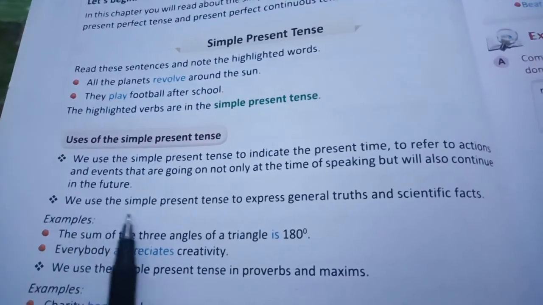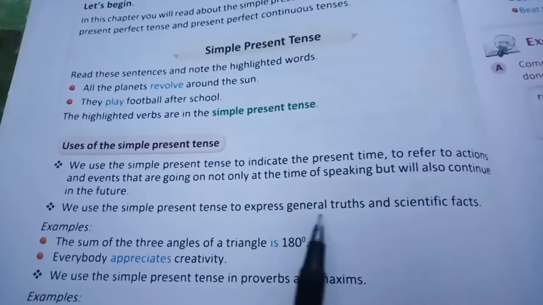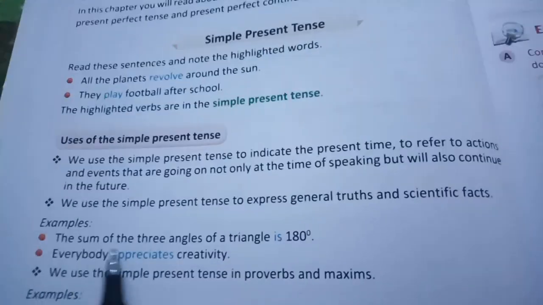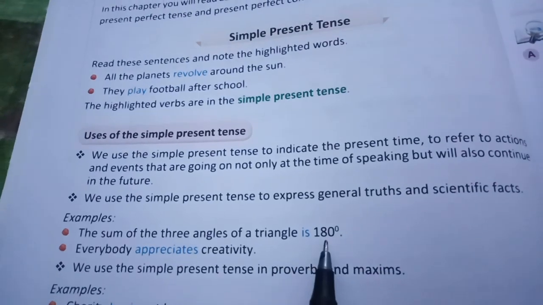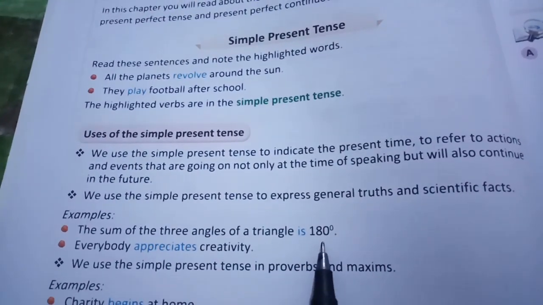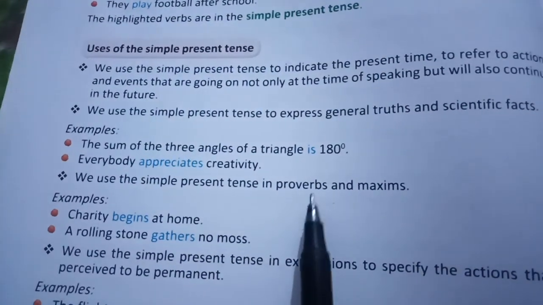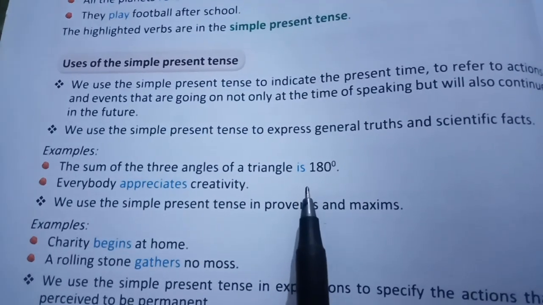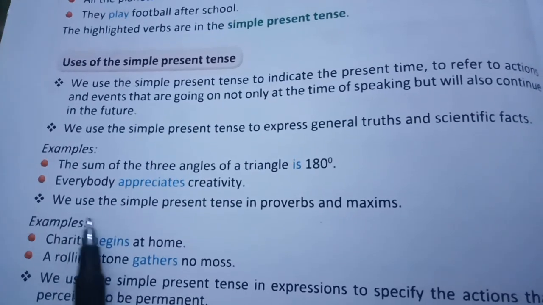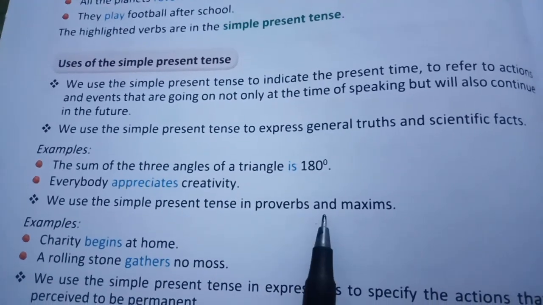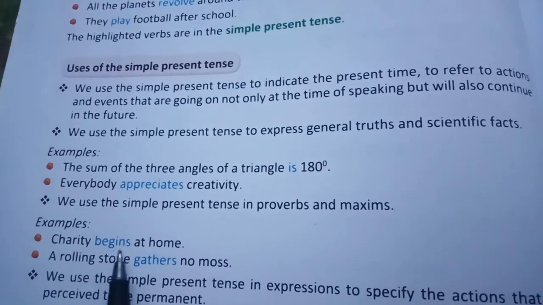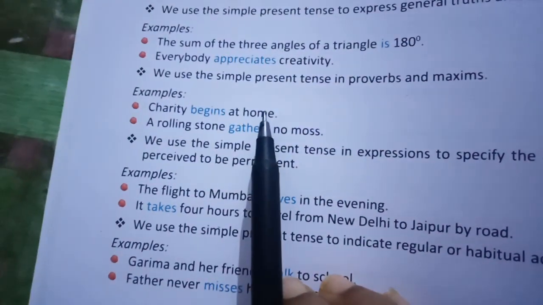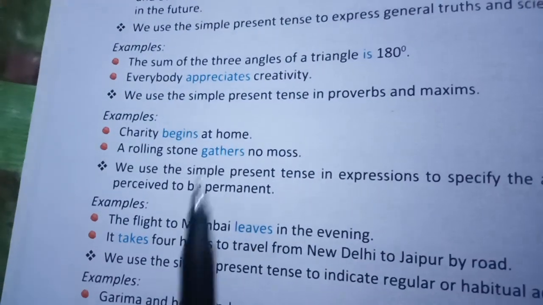Second, we use the simple present tense to express general truths and scientific facts. The sum of the three angles of a triangle is 180 degrees. This is a scientific fact. So for scientific facts and general truths, we use simple present tense. We also use the simple present tense in proverbs and maxims, like charity begins at home. For proverbs and maxims, we use simple present tense.